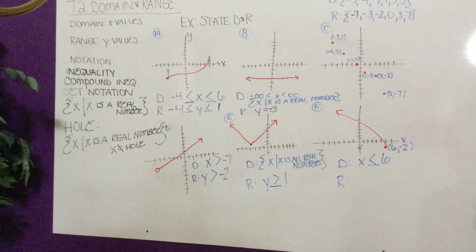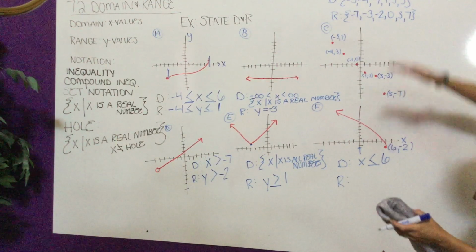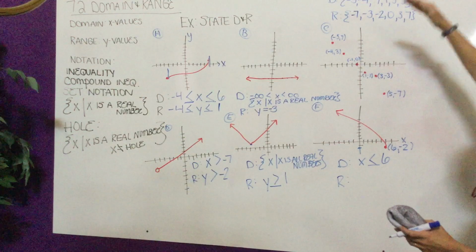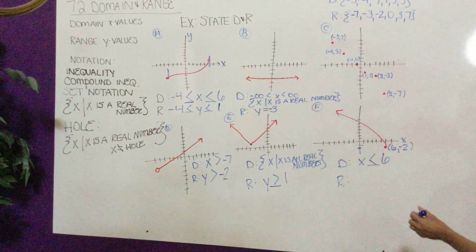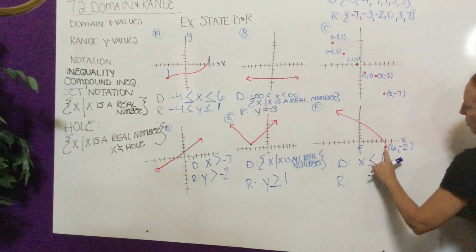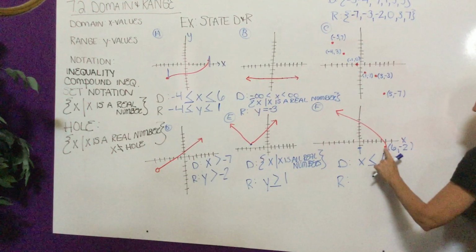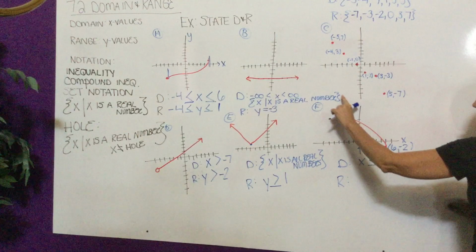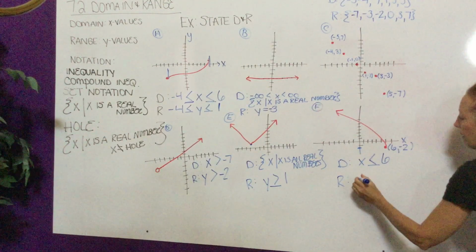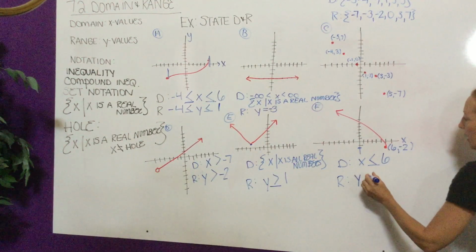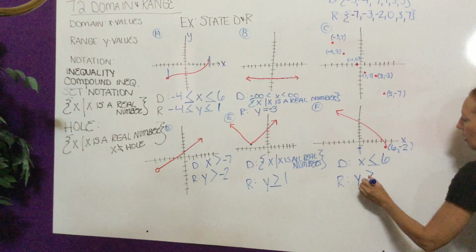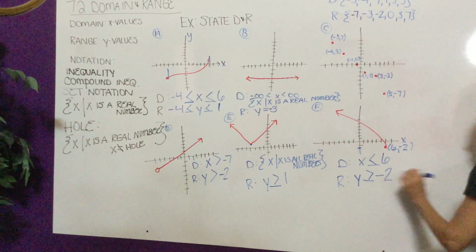When I think smallest to biggest, my range, the smallest value is going to be negative 2. That's my y value right there. And then the graph is going to continue to go up as it goes to the left. So y is greater than or equal to negative 2.